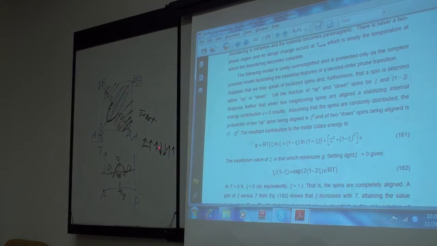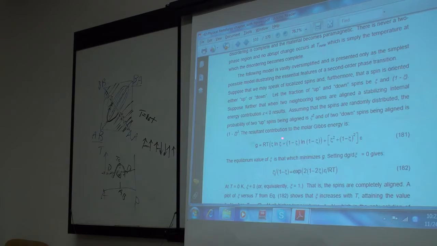So we say that when they're misaligned, we just arbitrarily set that energy to be zero, but when they're aligned, you get an extra increment of energy epsilon. Okay? Assuming that the spins are randomly distributed, the probability of two up spins being aligned is xi squared, and of two down spins being aligned is (1 minus xi) squared. So your Gibbs energy then is RT [xi log xi plus (1 minus xi) log (1 minus xi)].